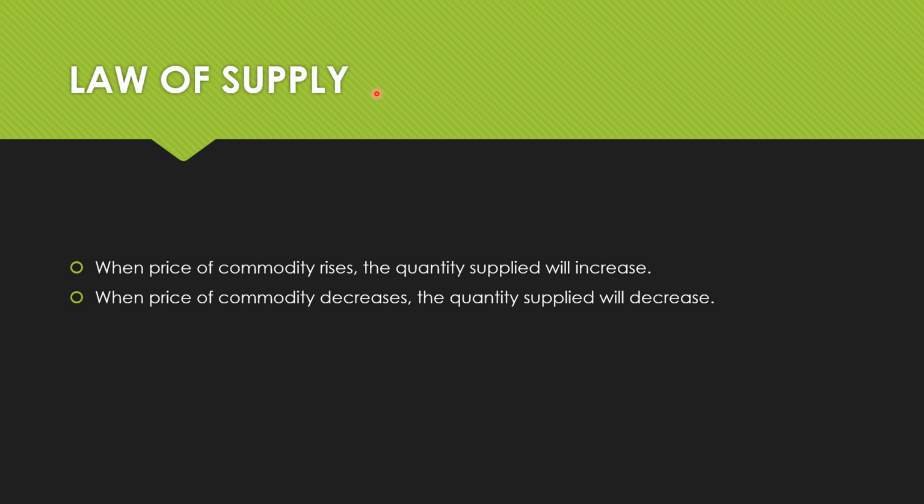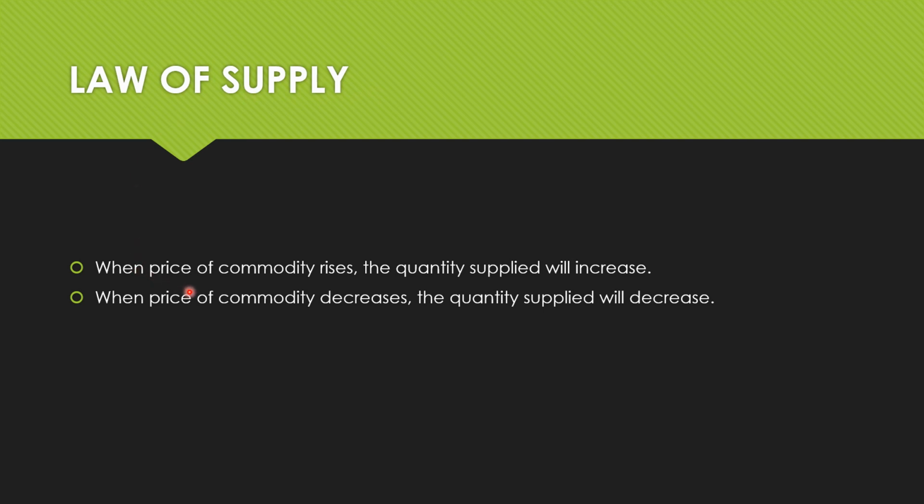We want to know how price is going to affect the quantity supplied. To know only how price is affecting it, we need to keep every other determinant of supply constant so that we can study this particular factor. So now let's see what the law of supply is.